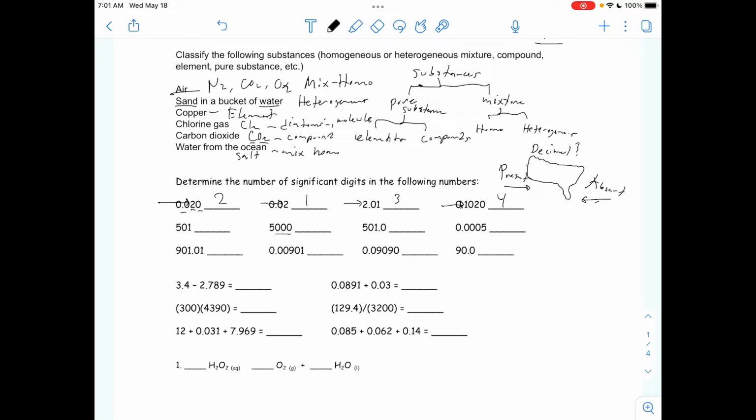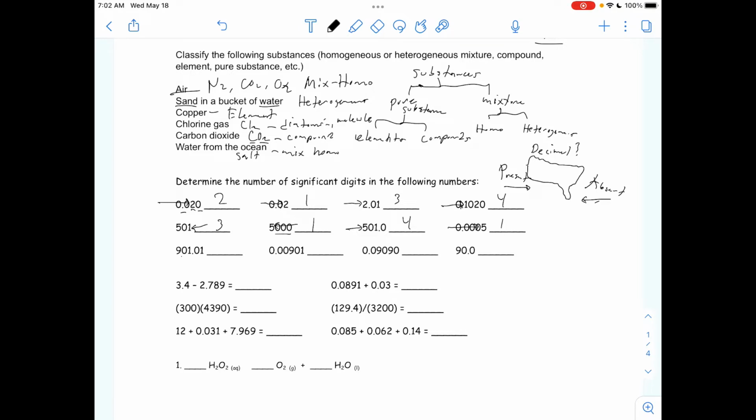Now notice this one doesn't have a decimal, so we start from the Atlantic Ocean and then start counting, so 3. No decimal, so we start from the Atlantic Ocean till we hit a non-zero, so 1. And so on and so forth. Decimal present, so there's 4. So this strategy is pretty helpful in figuring out how many sig figs there are.